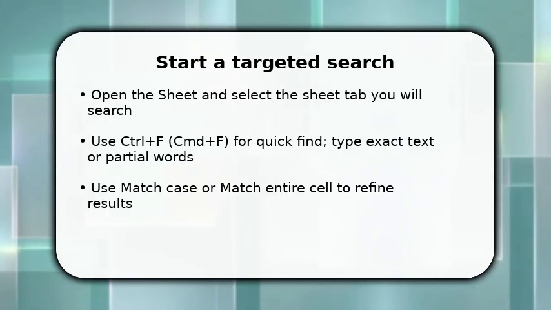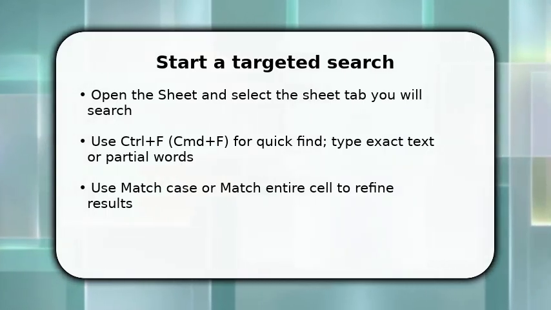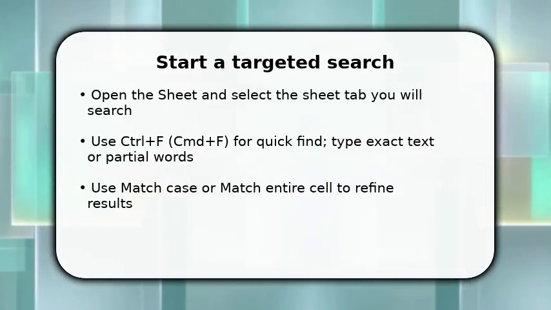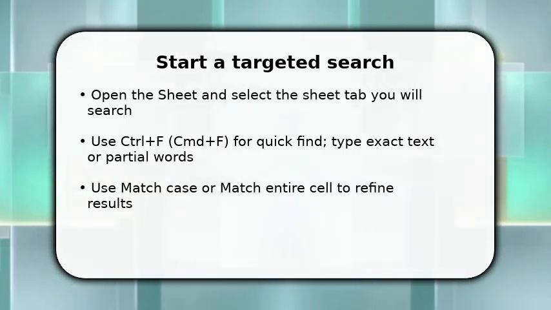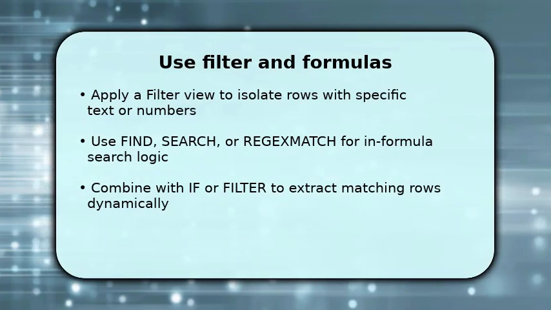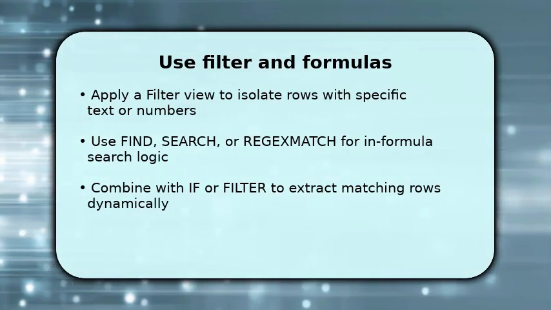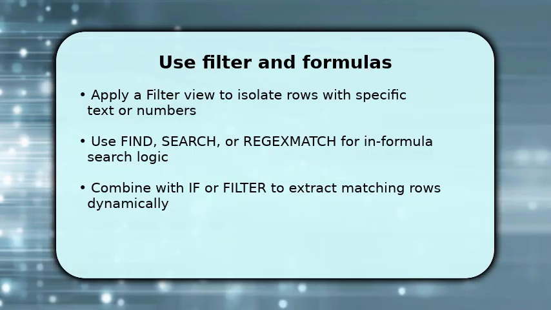Once you see highlights, use the arrows to jump through occurrences. Make sure to note which column context matters, because that guides the next filtering or formula steps. Once you have initial hits, use a filter view. Select headers, click Data, create a filter, then choose Text Contains or Number filters to reduce the list.